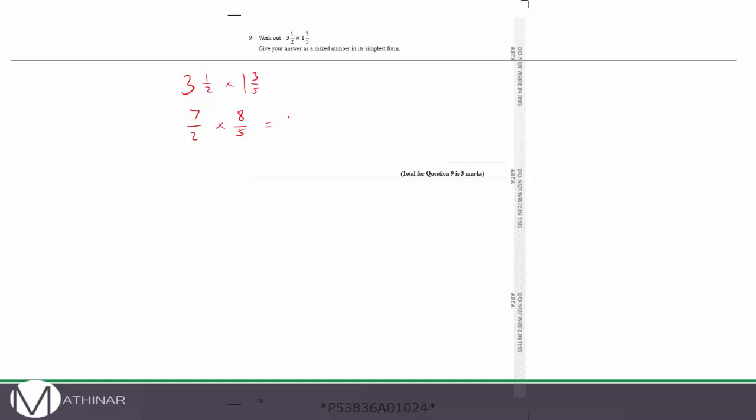Top times top, 7 times 8 is 56, bottom times bottom is 2 times 5, 10, which is 28 over 5 if you divide both top and bottom by 2. This is an improper fraction. It says give your answer as a mixed number. So we can do 28 divided by 5, which gives us 5 with a remainder of 3, and then it's over this number here, 5. So your final answer is 5 3/5 for 3 marks.